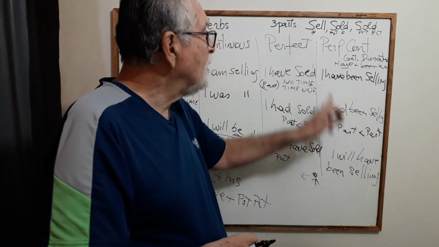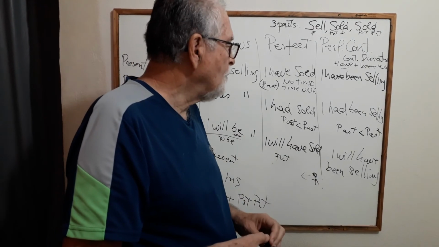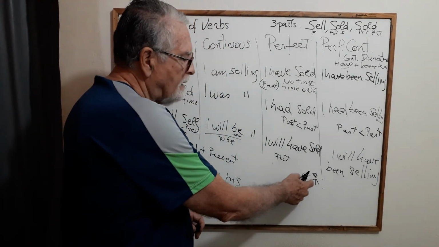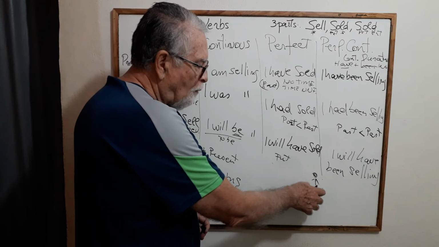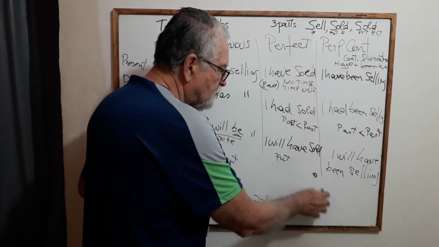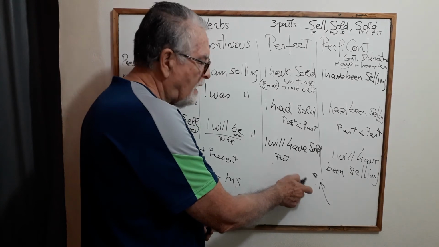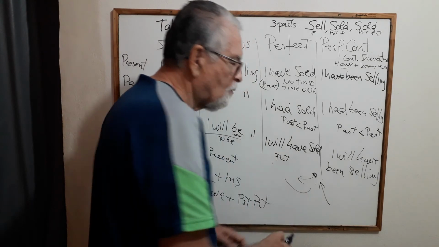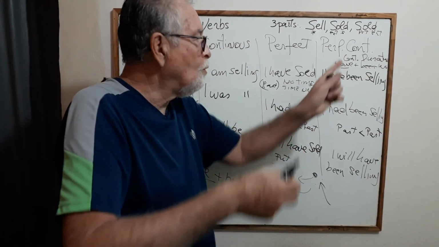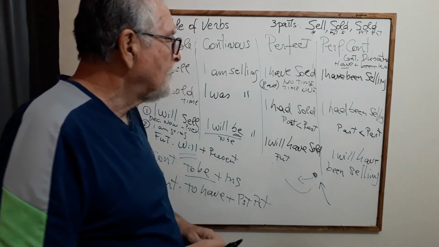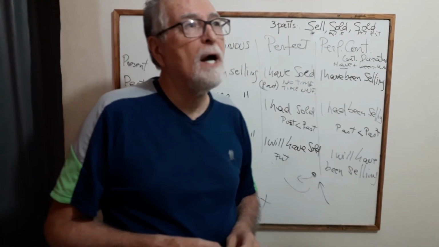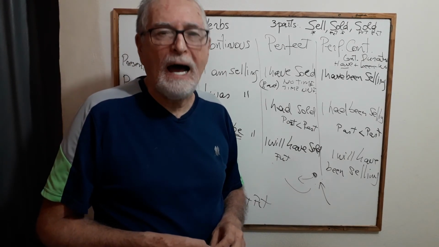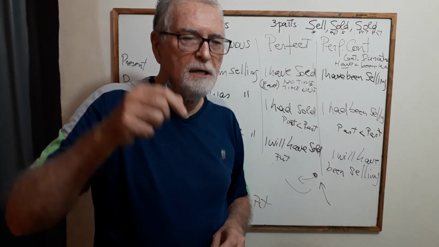And the last one, the future, is will have been selling. It's something that, in a point of the future, I will have been doing something, eu terei estado fazendo alguma coisa, for a continuous period of time. For example, by the end of this year, I will have been teaching English for 6 years and a half.